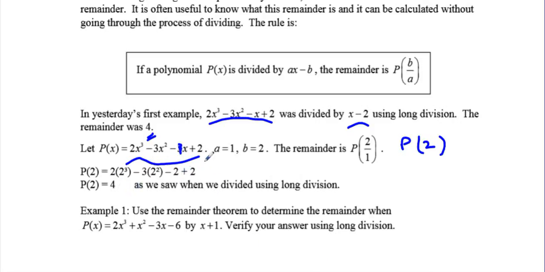Okay, and when we figure this out, 8 times 2 is 16. 16 minus 12 is 4. And minus 2 plus 2 is 0, so we end up with 4. So this is the same remainder that we got when we did long division yesterday. All right, so let's try some examples.